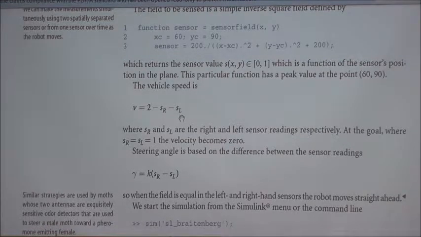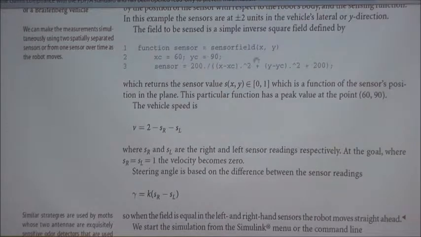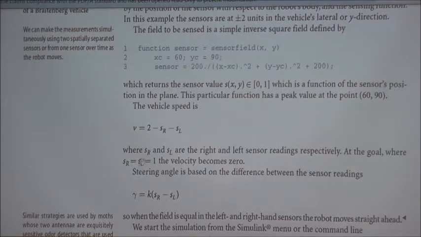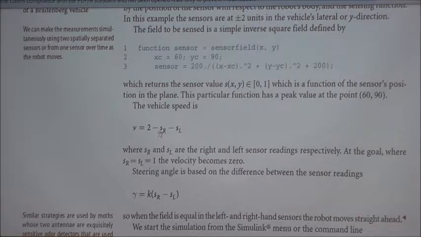When you reach your goal, SR and SL will be identical to 1 according to this equation. If you have x minus x goal equal to 0, y minus y goal equal to 0, so you have 200 divided by 200, which is 1. Okay, so at that point, you have 2 minus 1, velocity is 0, which is what you want. When you reach the goal, you have to have 0 velocity.